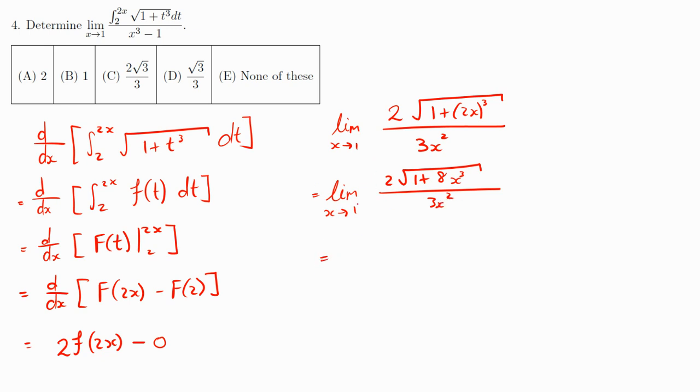And if we substitute in our 1 to this limit, now it will actually work because this bottom is not 0. Then we'll get 2 times the square root of 9 over 3. It's just 2 times 3 over 3, and this is just 2. So our answer will be A.